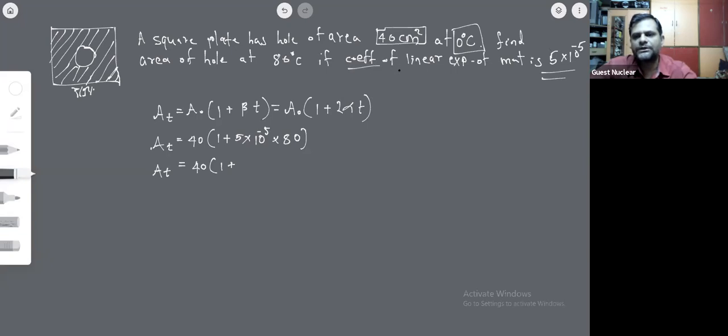Actually the coefficient of linear expansion of material is 5 into 10 raised to minus 5, मतलब वो अल्फा हो गया. तो अल्फा का वैल्यू 5 into 10 raised to minus 5 दिया हुआ है, obviously per degree Celsius it will be. Okay. So if we just want to find out beta, then we'll have to double it.